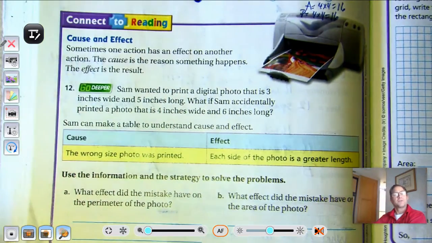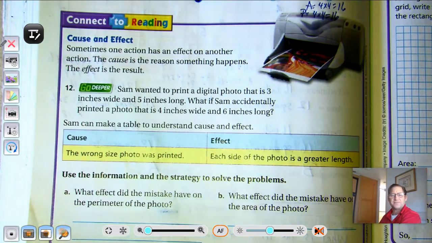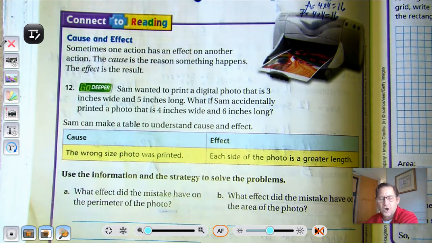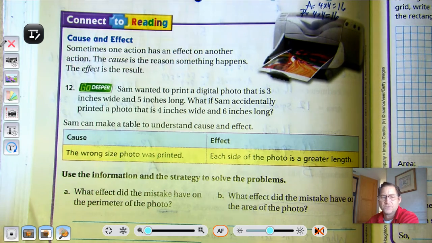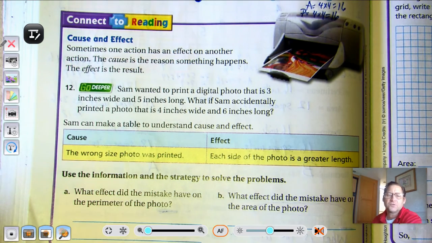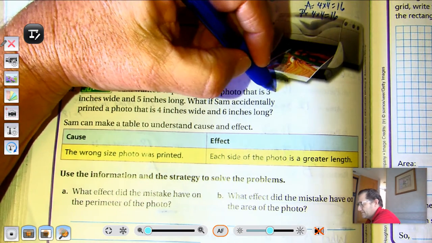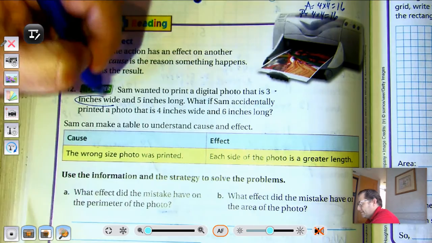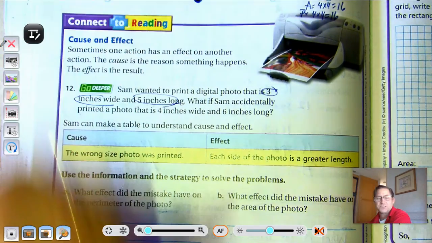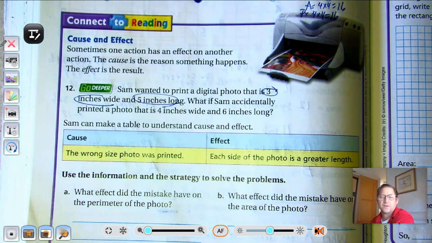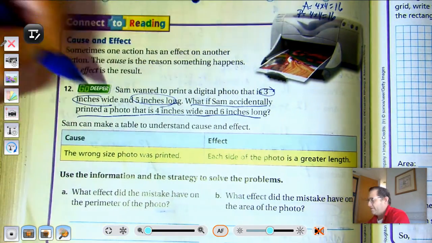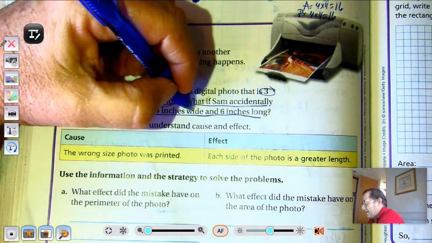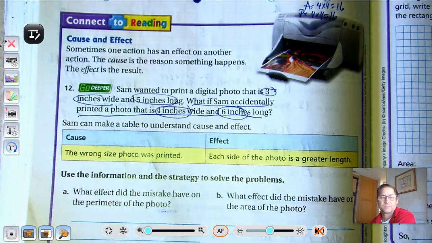Cause and effect. Sometimes one action has an effect on another action. The cause is the reason something happens. The effect is the result. All right, so Sam wanted to print a digital photo that is 3 inches wide and 5 inches long. What if Sam accidentally printed a photo that is 4 inches wide and 6 inches long?